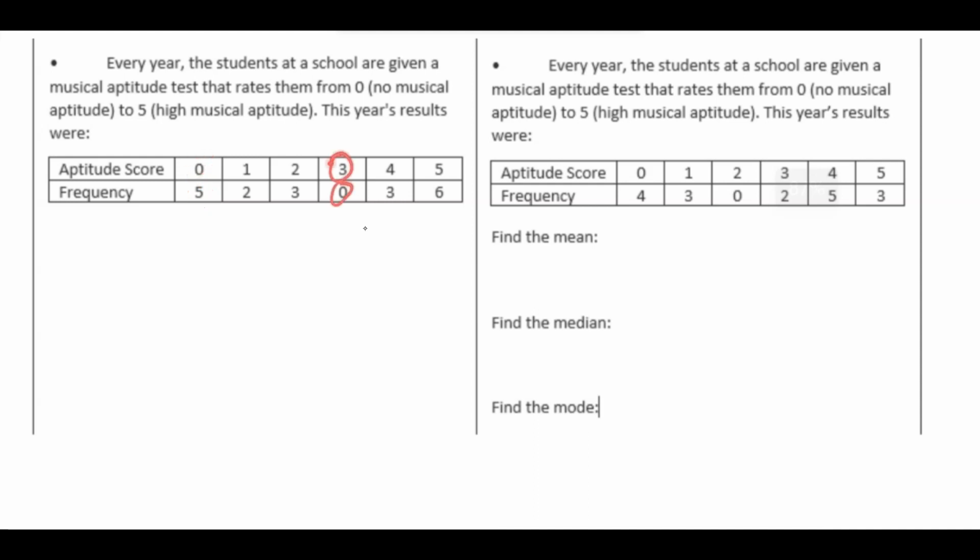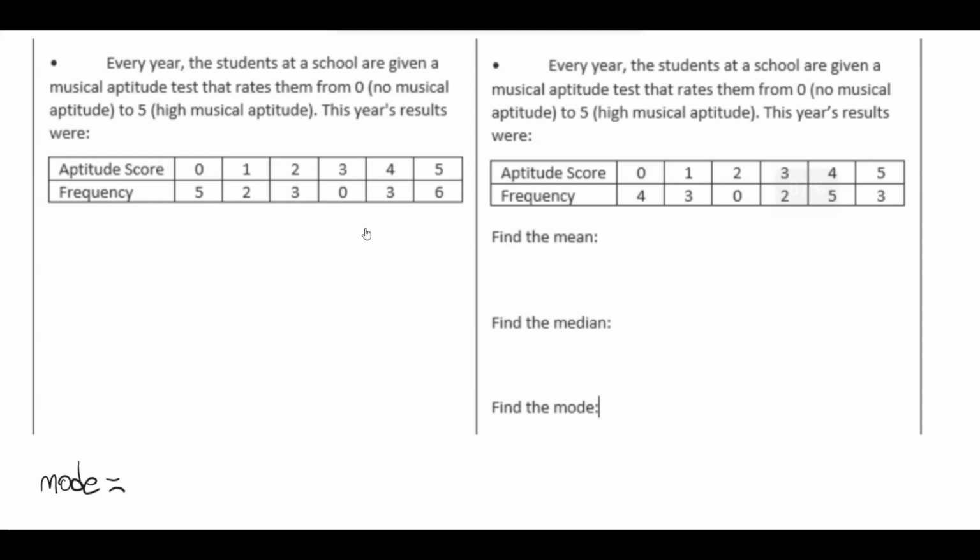Nobody got a 3 aptitude. 6 people got a 5 aptitude, etc. We want to find the mean, median, and mode of this type of data set. Now the easiest would be the mode. The mode is the most frequent.